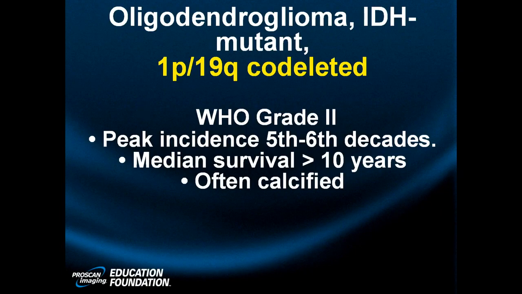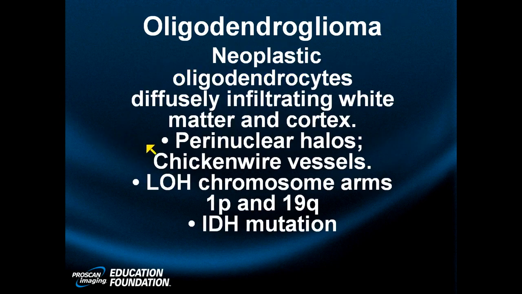The definition, you should write this down. You will get asked this if you're a registrar. The definition of oligodendroglioma is now IDH mutant with a 1p19q codeletion. That's one of the few genetic questions you're going to have to memorize. Up until now, and still, they're classified as WHO grade 2. Peak incidence, 55. Median survival, 10 years. They calcify 90% of the time. They bleed 90% of the time.